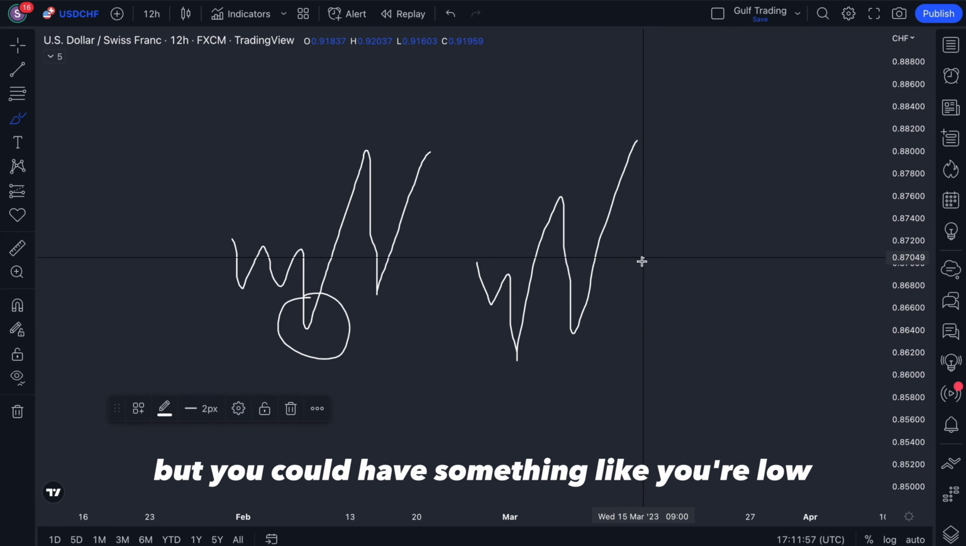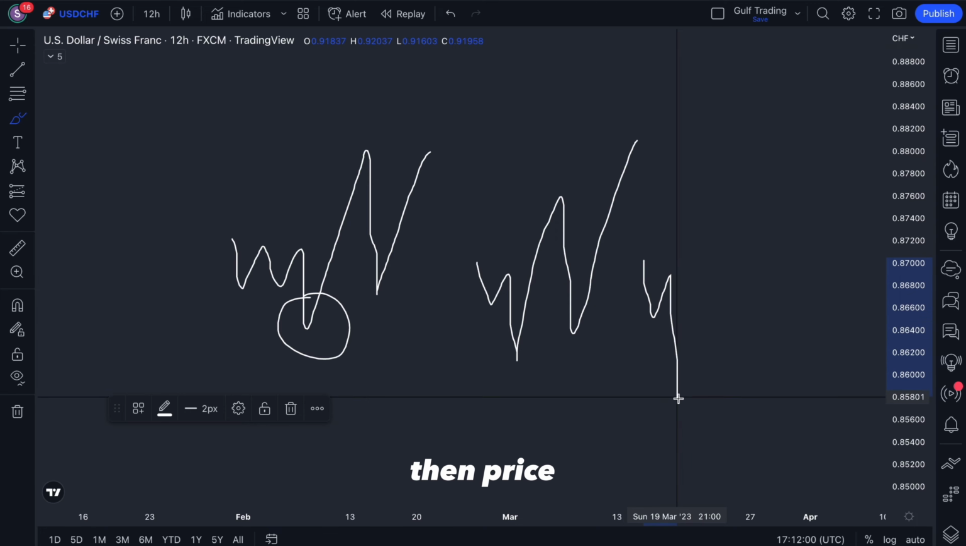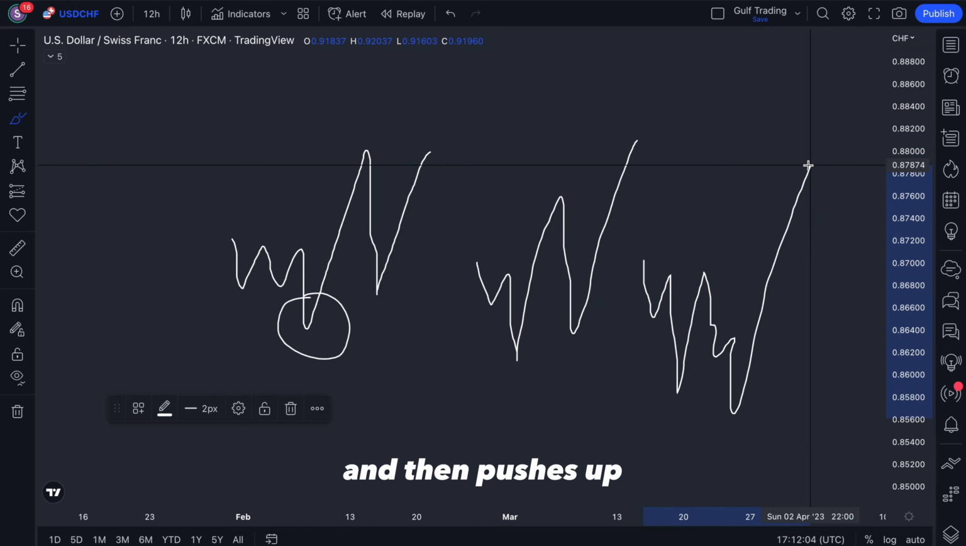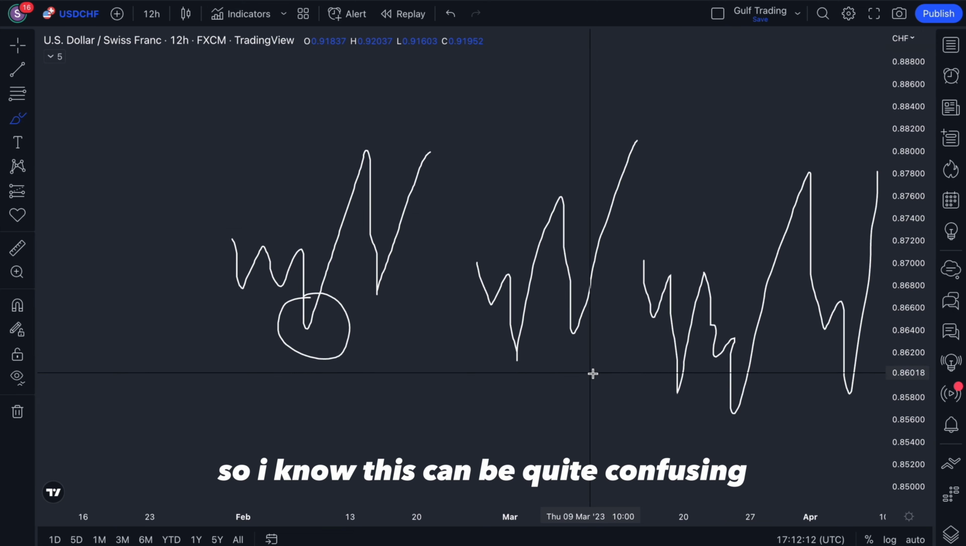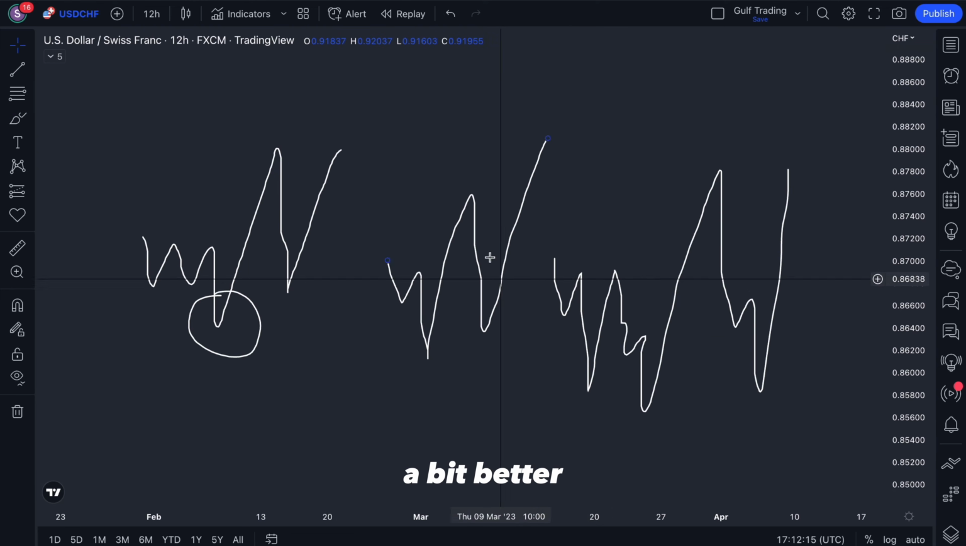But you could have something like your low liquidity grab, then price comes back down, takes out this, and then pushes up. And that's a new move that you want to maybe look for some inducement and then get in on. So I know this can be quite confusing. Hopefully you can understand it a bit better. This is going to be what you're looking for.